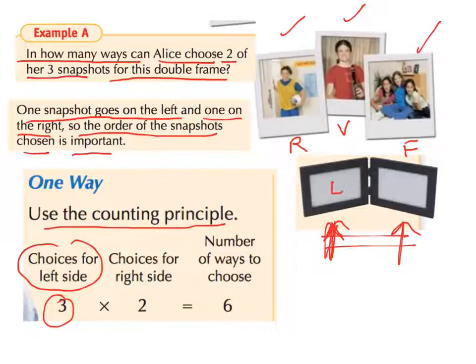This is the left frame and this is the right frame. Once he places one snapshot in the left frame, how many snapshots is he left with to place on the right frame? He has 2 snapshots to place in the right frame. So the choices for the right frame is 2. So the total number of choices will be 3 times 2, 6. So the order of the snapshot matters in this problem.